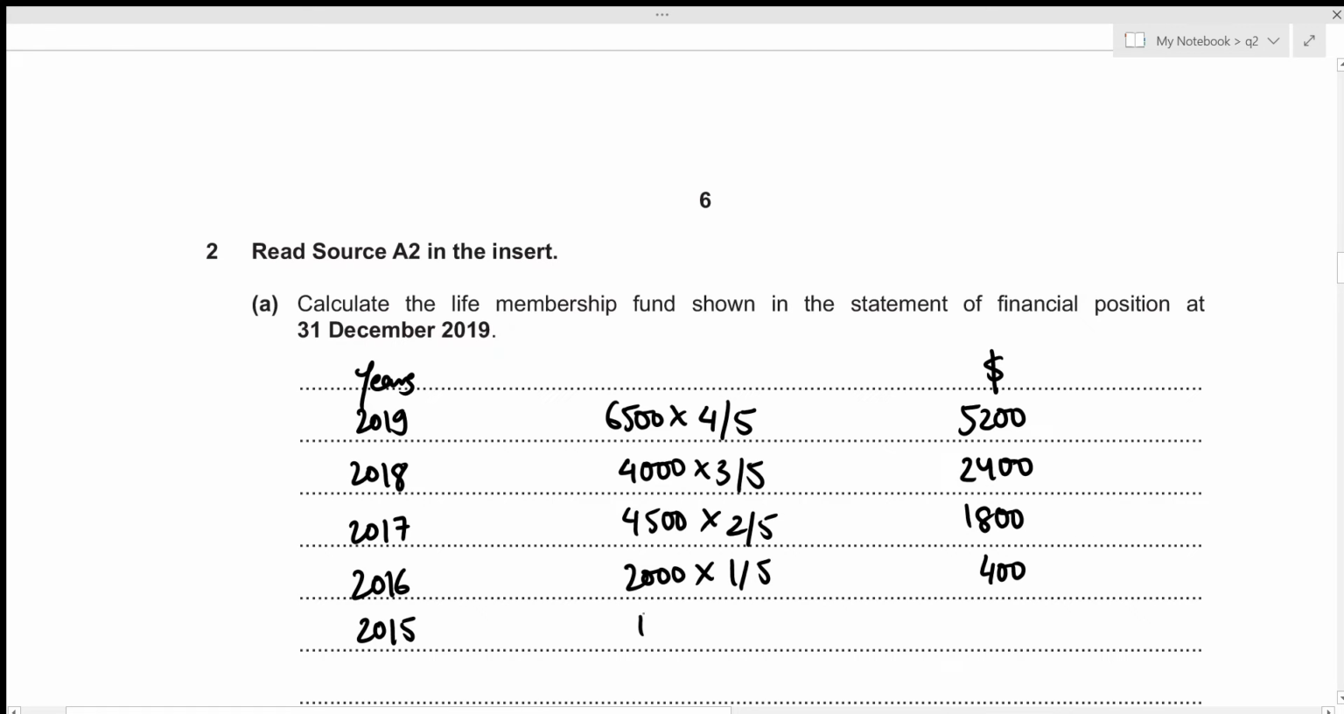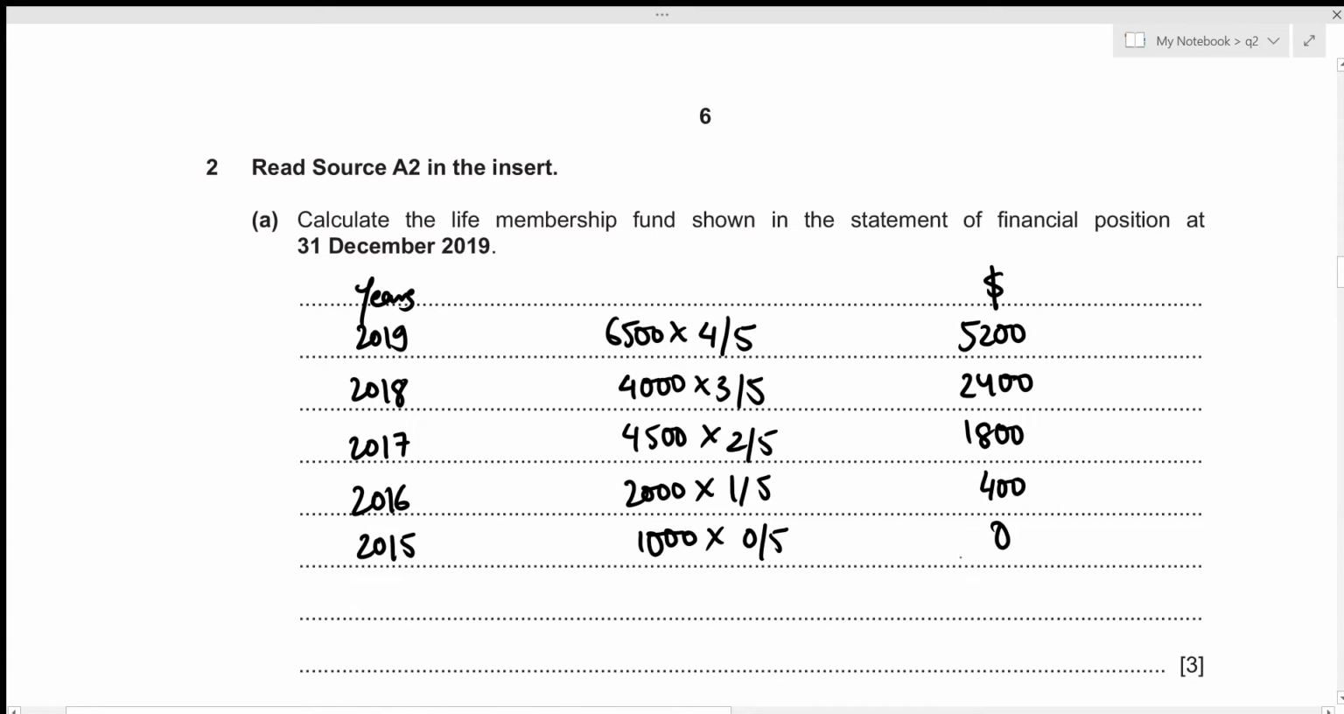That's 1,000 times 0 by 5, which results in 0. So now in order to figure out the total for our life membership fund, we just need to add all of these amounts. That's 5,200 plus 2,400 plus 1,800 plus 400 plus 0, which results in 9,800. So this is the value of life membership fund to be shown in the statement of financial position at 31st December 2019. This concludes the first part of this question.